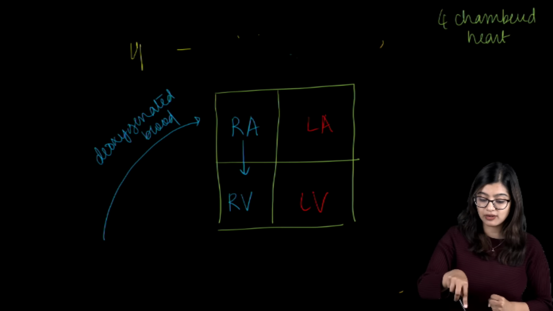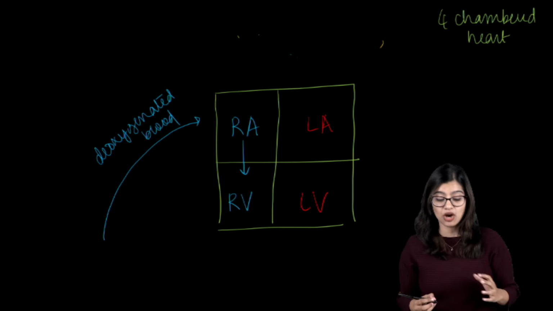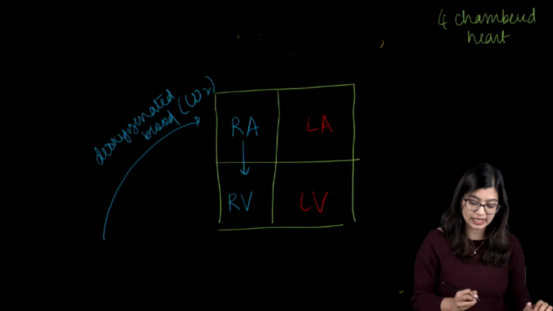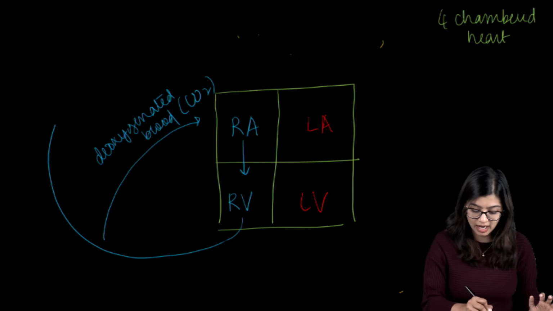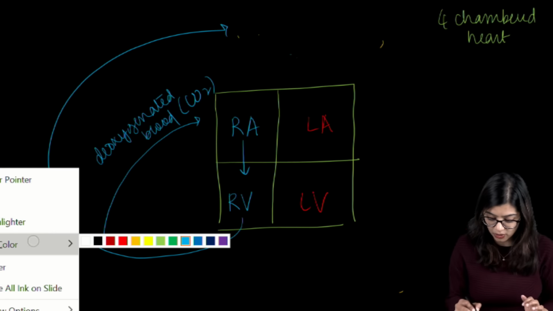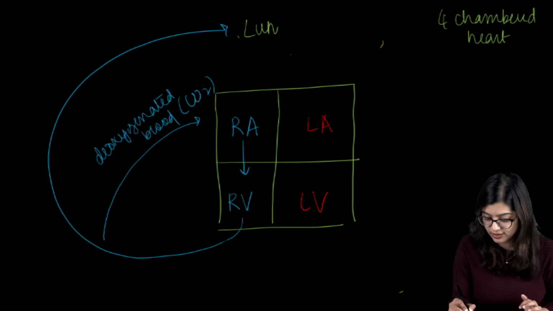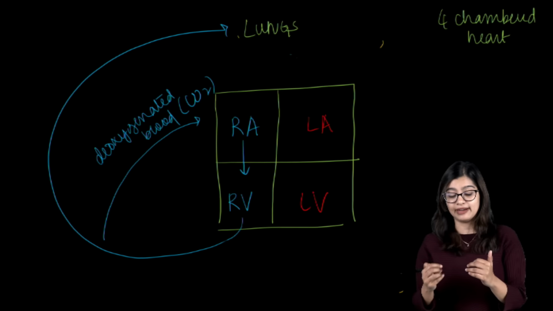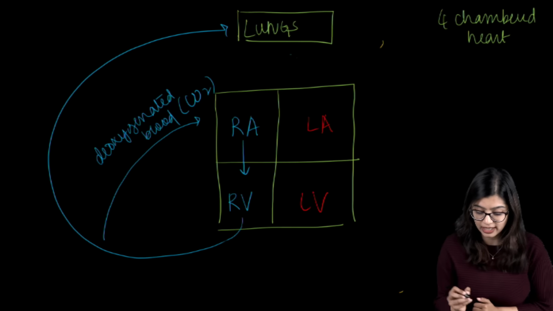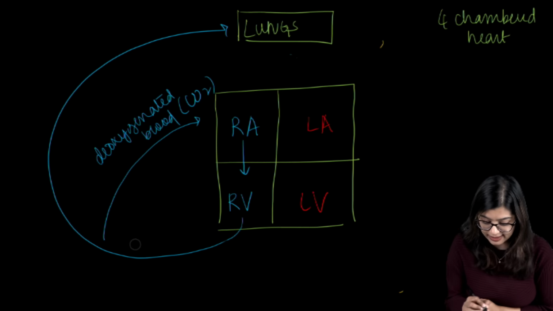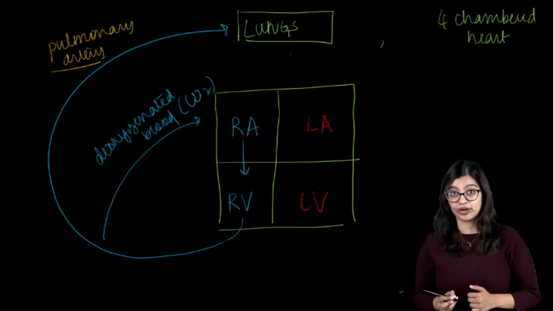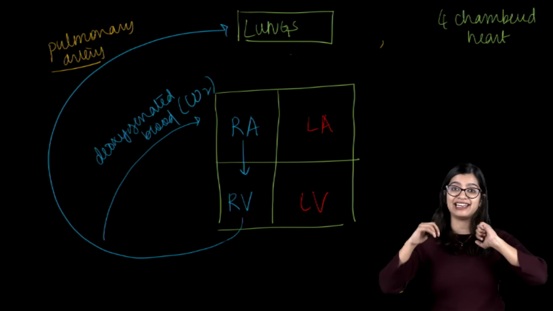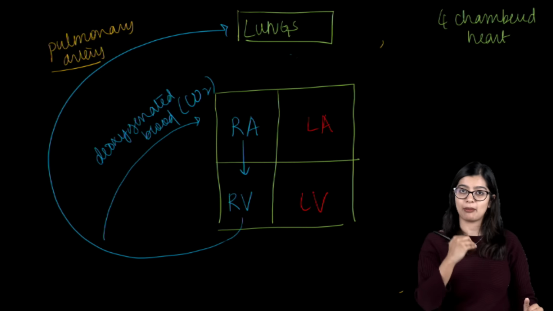The right ventricle will pump it out, because now it is deoxygenated, it has carbon dioxide. Now where will we expel this carbon dioxide? The carbon dioxide will be expelled out through the lungs, right? So from the right ventricle, it will pump it to the lungs. And this is done by the pulmonary artery. So the pulmonary artery is the only artery in our body which is responsible for carrying deoxygenated blood from the heart to the lungs.